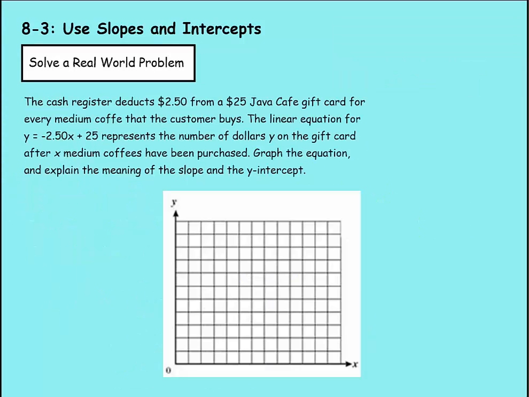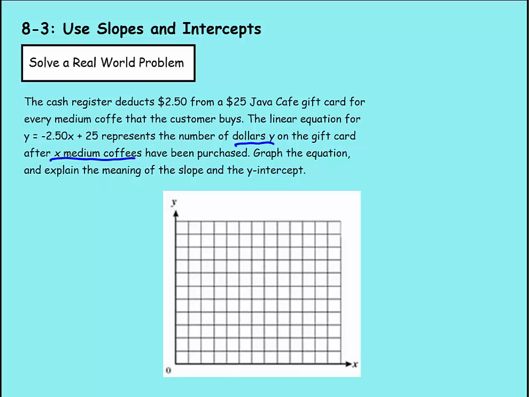Now time for a real-world problem. It says the cash register deducts $2.50 from a $25 Java Cafe gift card for every medium coffee that the customer buys. The linear equation y equals -2.5x plus 25 represents the number of dollars y on the gift card after x medium coffees have been purchased. Graph the equation and explain the meaning of the slope and the y-intercept.